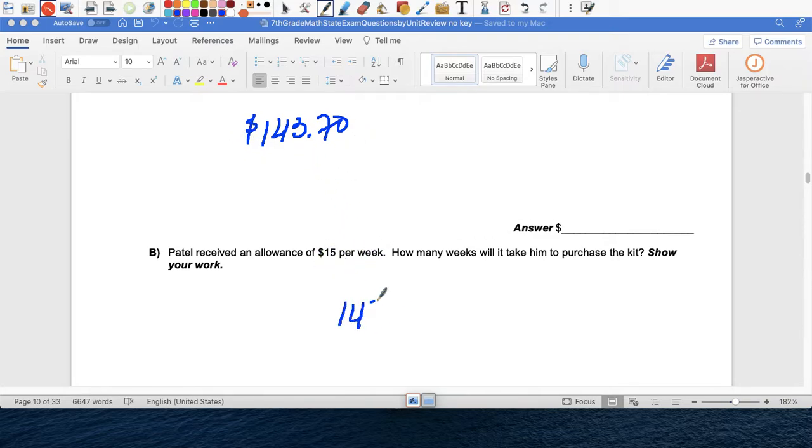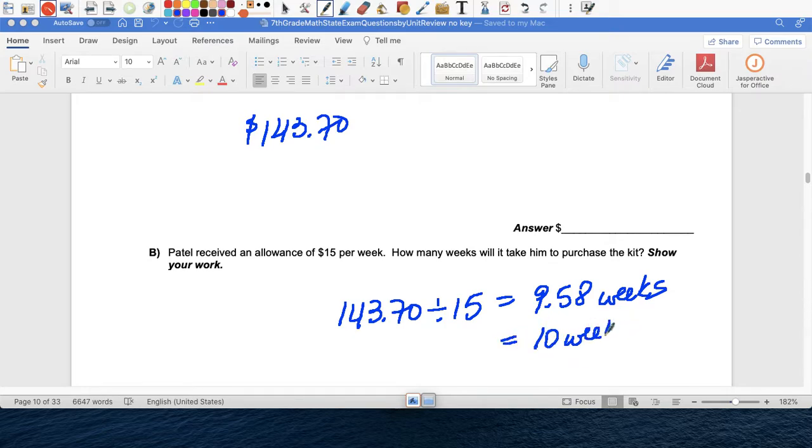143.70, we're going to divide that by 15. 143.70 divided by 15 equals 9.58 weeks. But we can't do that, right? It's in terms of weeks. So we're going to have to round that to 10 weeks. In 10 weeks, we're going to have enough money to purchase the kit.